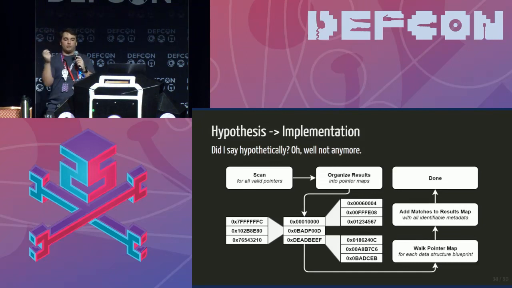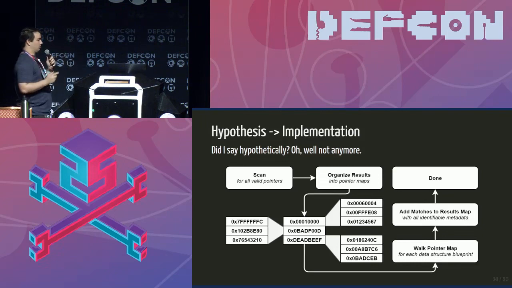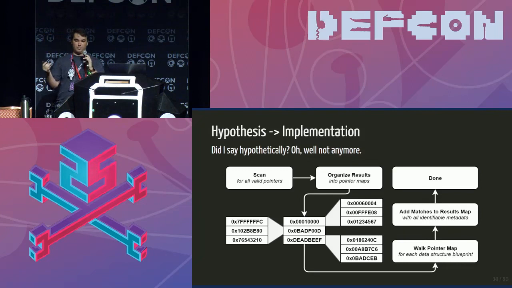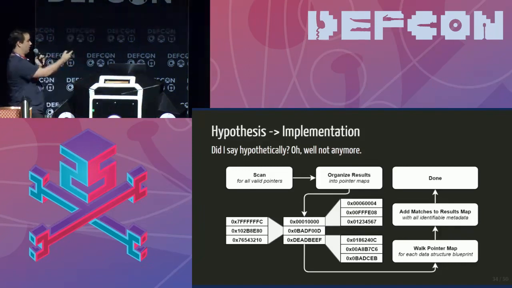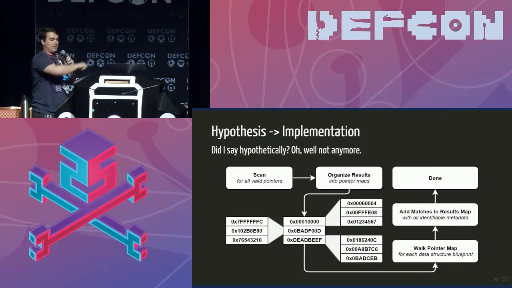And we're going to organize those results into a pointer map. The pointer map is this weird thing you can see here bottom left. You can think of it as just a map of key-value pairs, where the key is a pointer and the value is a list of pointers that point back to that pointer. So if you take the top example here, we have 0x0001 0000, and it fans out up and to the right and shows all of the values that point to that pointer.